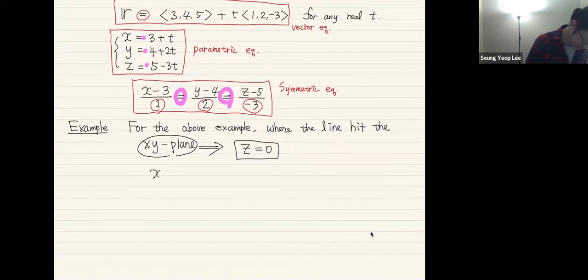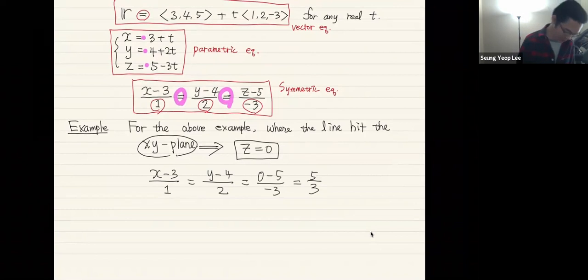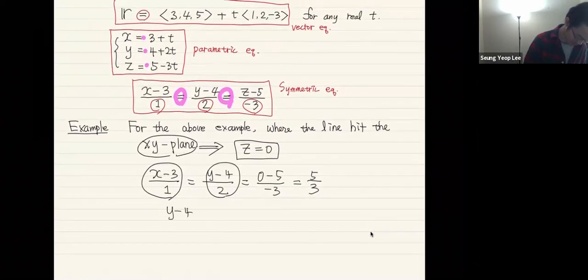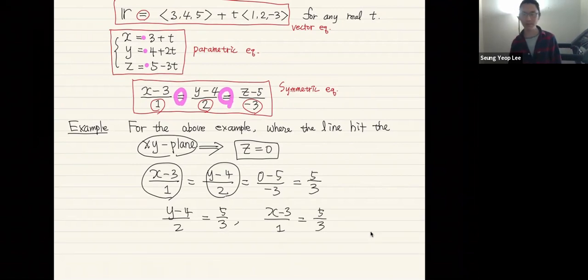In the last symmetry equation, you get this equation. This equals 0 minus 5 over minus 3, which is 5 over 3. So you get two equations. One is this equal 5 over 3. Another equation, this equal 5 over 3. And also x minus 3 over 1 also equals 5 over 3. Everything is equal to 5 over 3.